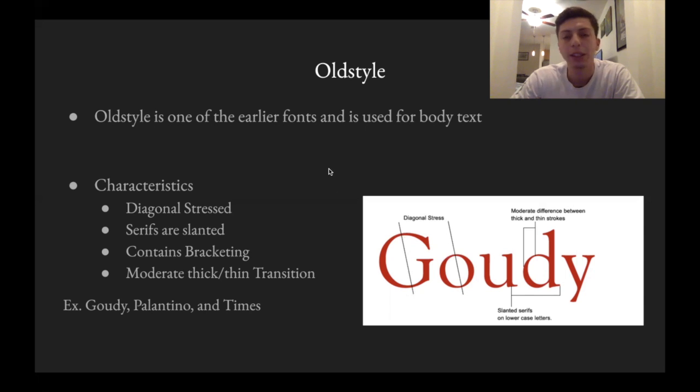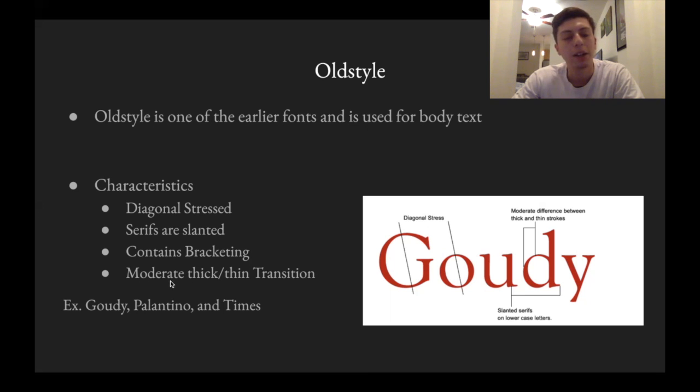The serifs are also slanted. So that is these right over here. On the lowercase letters, you can see how they have those little slanted peaks pointing out. On some of the other ones I'll explain later, you'll notice how they're more flat and narrow. But for now, you can see how they're curved and slanted. The old style also contains brackets. So right here where the G kind of flows out, it has a rounded area.